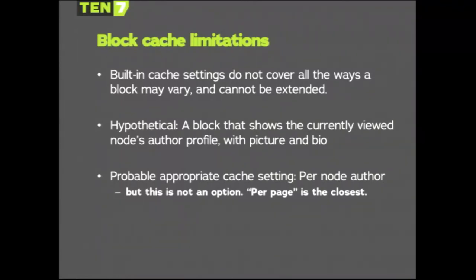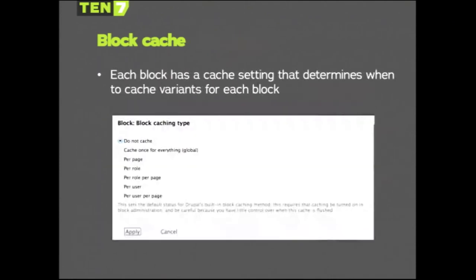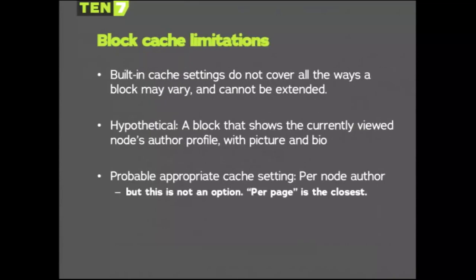So for example, if you have a block that is showing the currently viewed node author's profile with a picture and a bio, you probably want to be able to vary that block according to the author of the node. Drupal doesn't allow you to do that. There's no strategy baked into Drupal on this list, which is the current node's author. So that block is still cacheable, but you will have to write custom code to be able to cache it at the level that you are intending to do it.